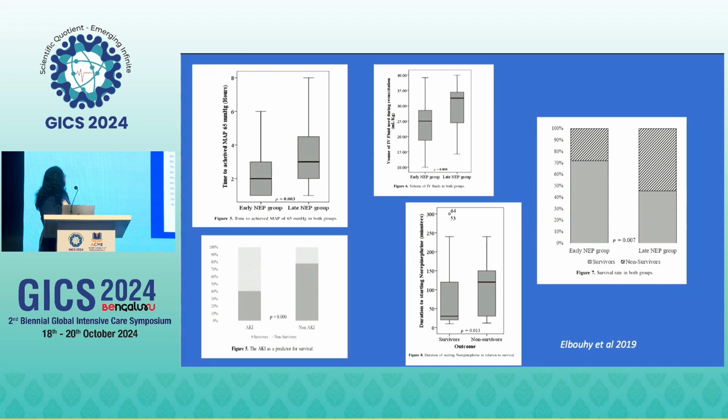And these are the outcomes you can see. The time to achieve MAP was much earlier in the early norepinephrine group. The volume administered during resuscitation for both groups was also significantly different. The AKI, which is also a predictor of survival, was also significantly less in the survivors who received early vasopressors. Similarly, the time to start norepinephrine, of course, was earlier in the early group.